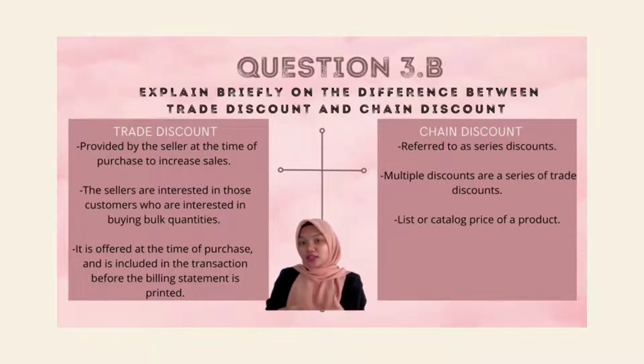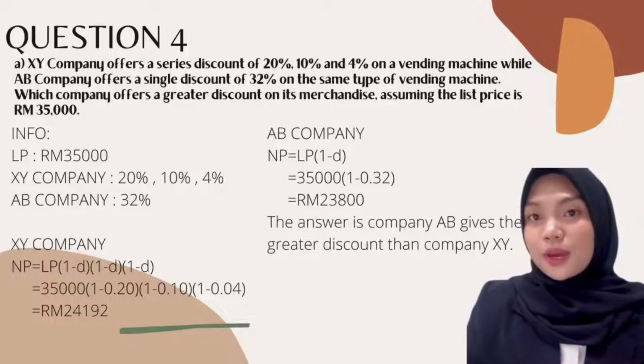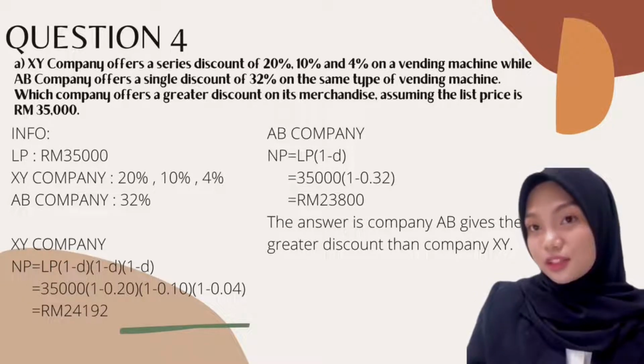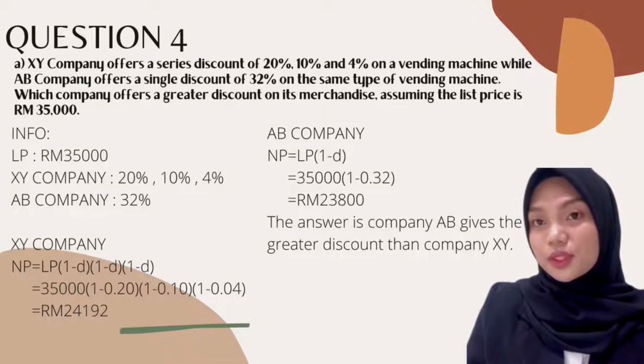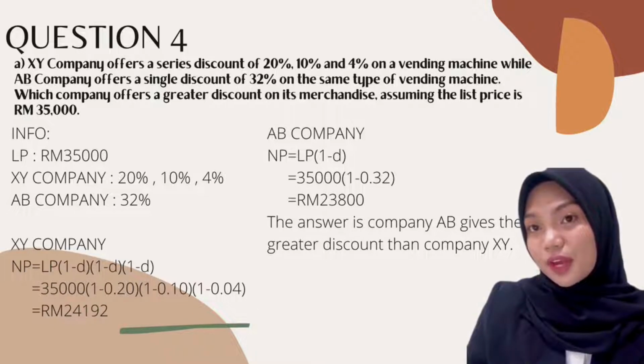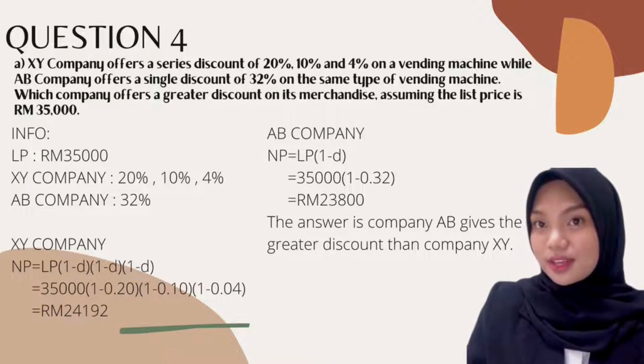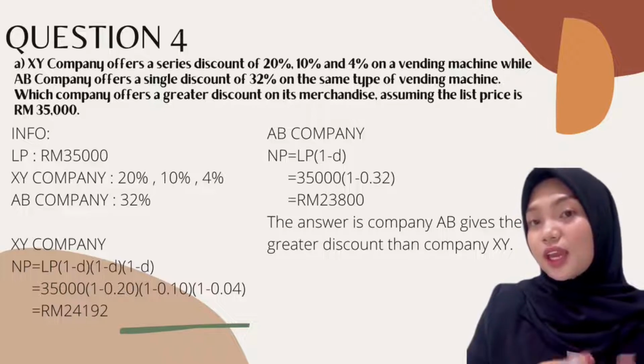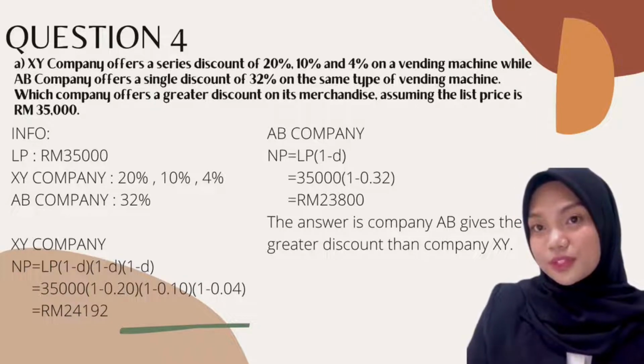However, chain discounts, sometimes referred to as series discounts or multiple discounts, are a series of trade discounts applied to the list or catalog price of a product. Based on the question 4A, the info that we get is the list price, which is 35,000 ringgit. The discount rate for XY company is 20%, 10%, and 4%. However, for the AB company is 32%.